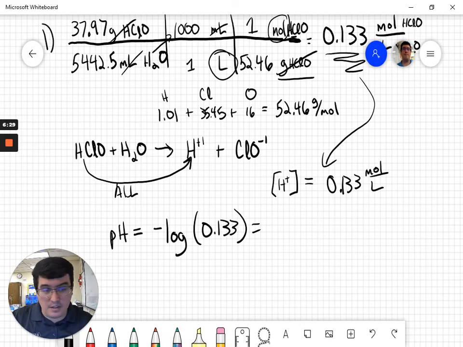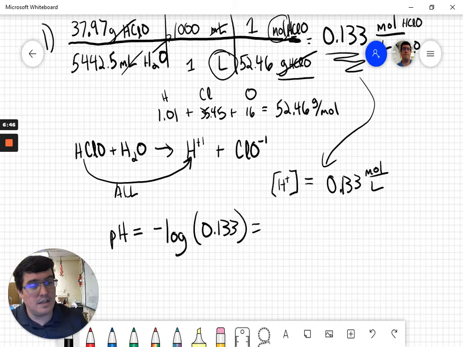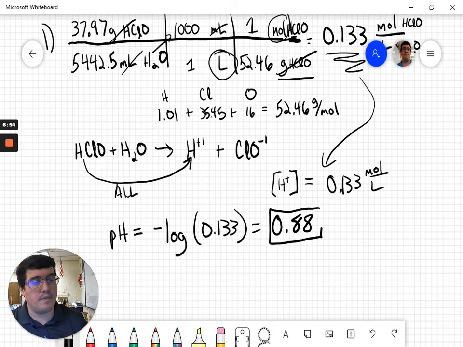0.133. I left it in my calculator, so all I have to do is hit log and then hit the negative button. I'm going to talk about that in just a minute. And close parentheses on mine, and I get 0.88. And now I'll round, and that's the answer that I get.